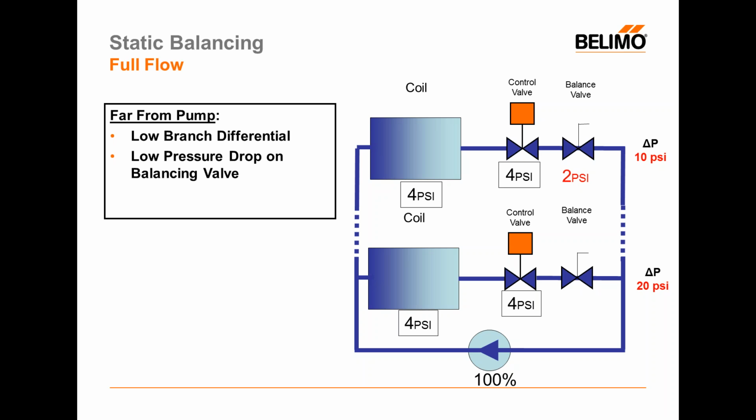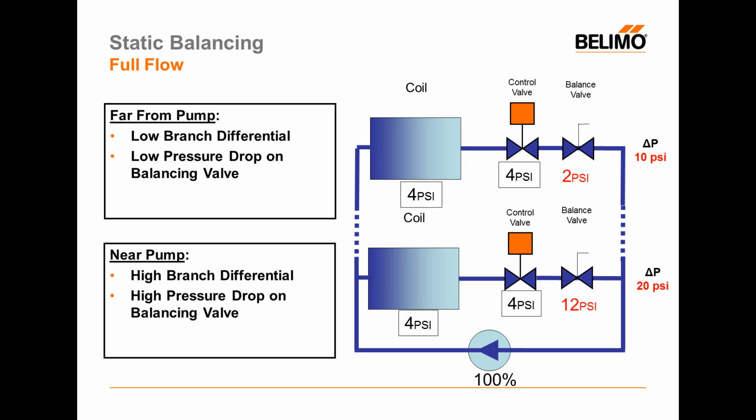And so I still have a 4-pound pressure drop on my coil, I still have a 4-pound pressure drop on my control valve based on the flow. But when I balance the loop on the bottom floor, the first floor, I'm going to have a substantially higher pressure drop on my balancing valve, and that would give me a 12-pound pressure drop down there.